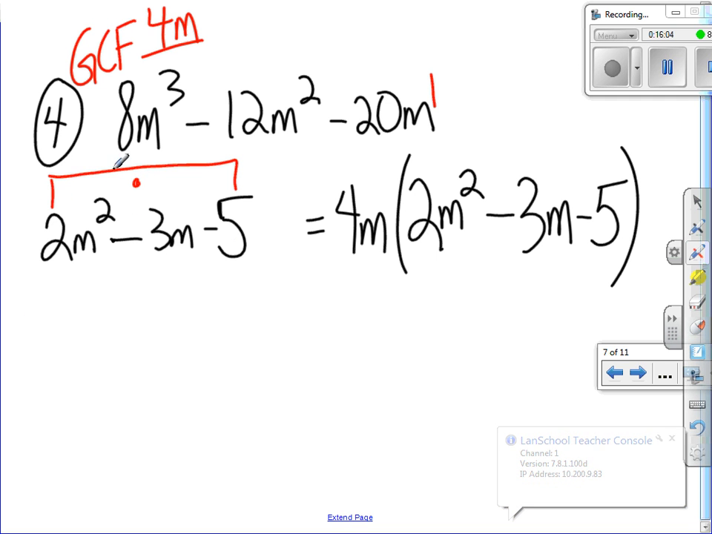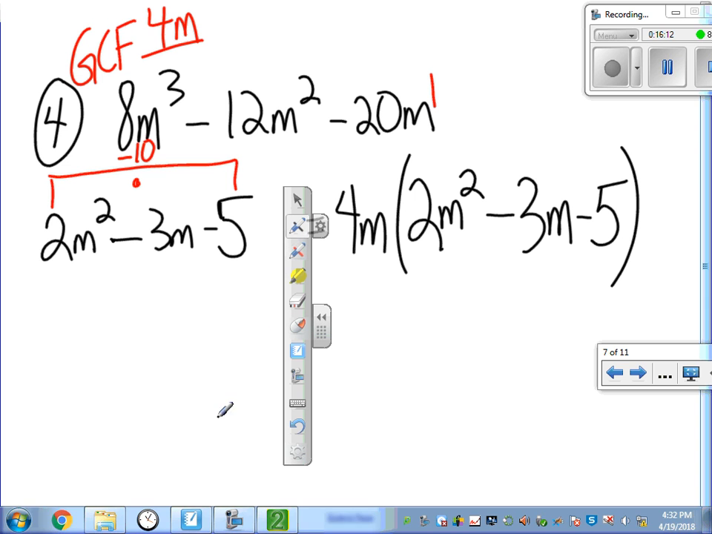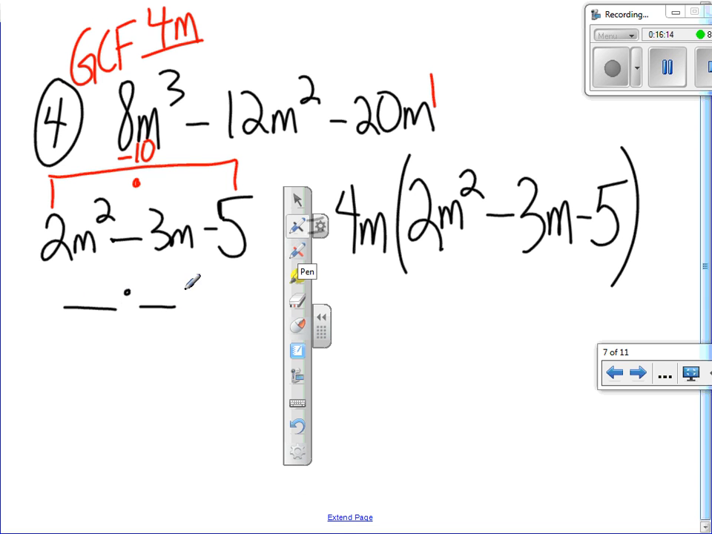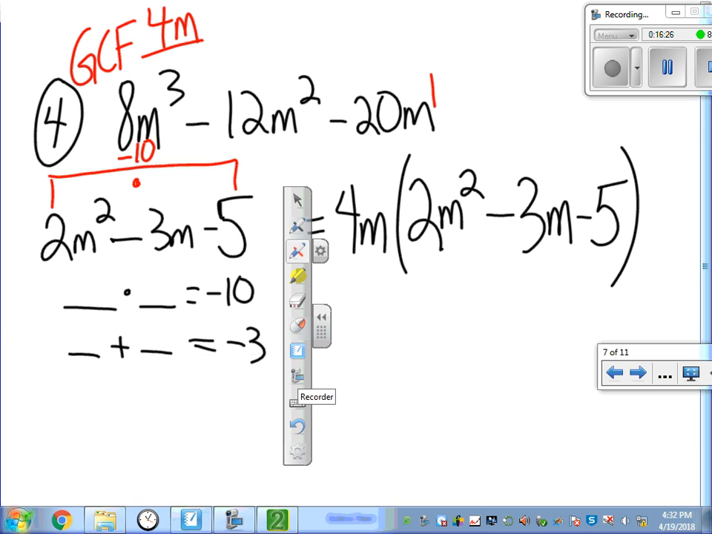Two times negative 5 makes negative 10. Now I need two numbers that multiply to negative 10, but those same two numbers have to add to the middle number, which is negative 3. All right, now what two numbers multiply to negative 10 but add to negative 3? How about negative 5 and positive 2?